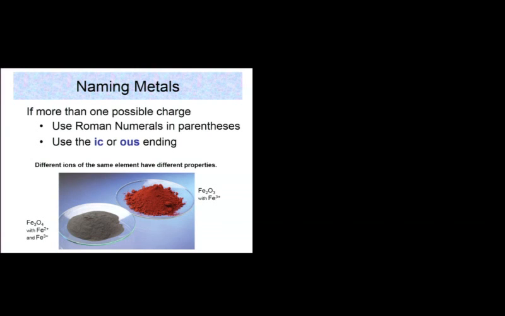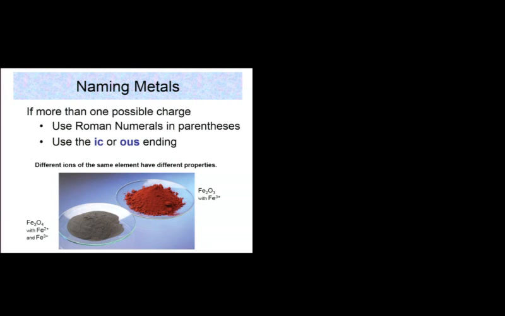Us. It's an us. So I would call this ferrous. Yeah, a little bit of Latin there. And the us ending. And then this is the higher one, so this is called what? Ferric. Now, sometimes it's hard to know which one is the ic ending and which is the us ending if you don't know what these charges are. Okay, you do have to know both charges to know which is which.